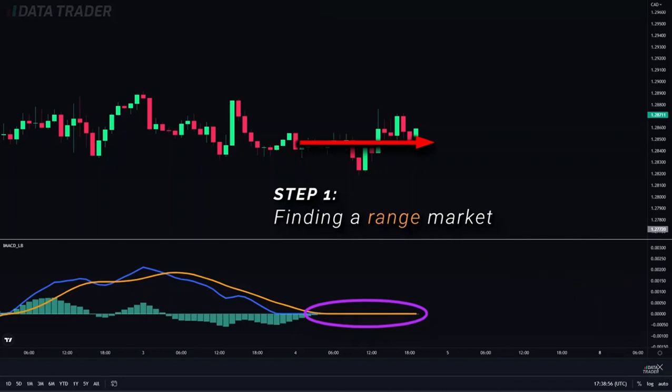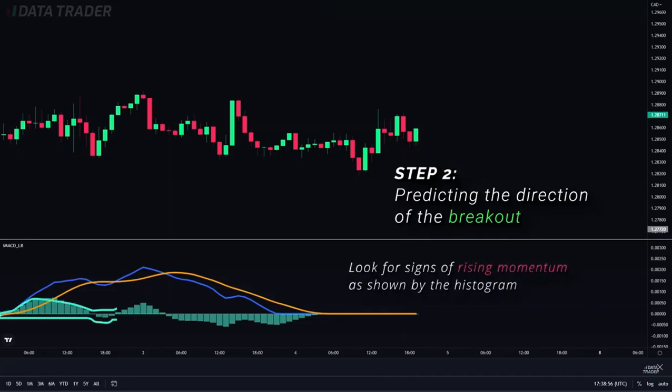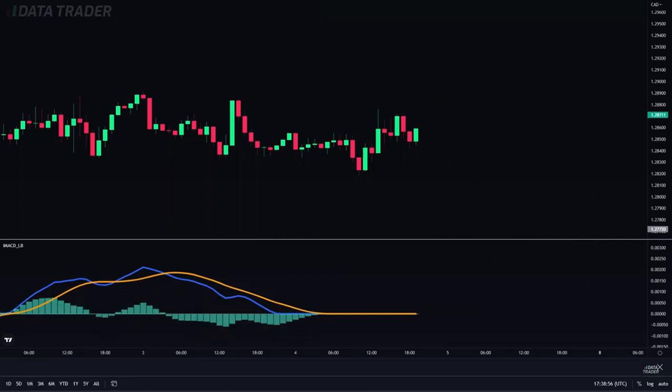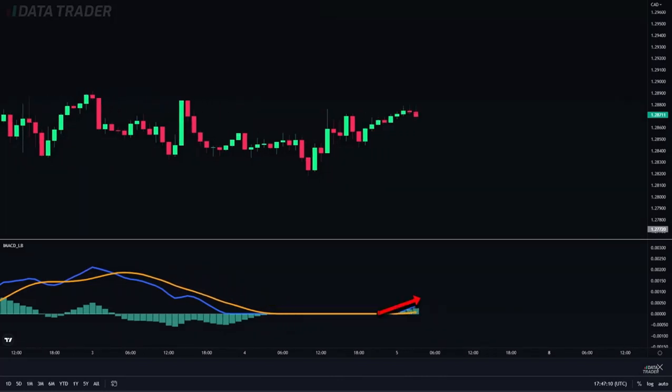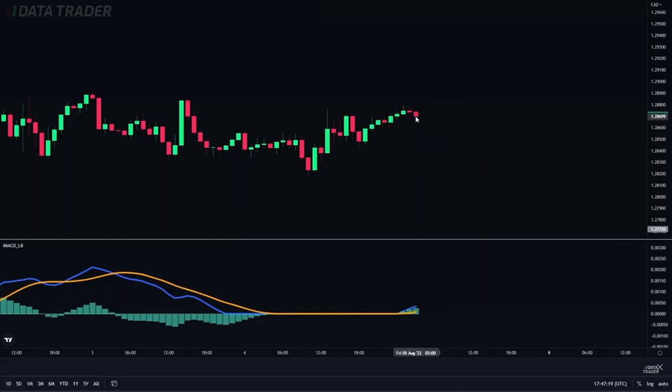Now, once you've identified the ranging market, the next step is predicting the direction of the breakout. Will it happen to the upside or the downside? The way you do this is by looking for signs of rising momentum as shown by the histogram, which are the bars that you can see in the middle. So let's look at an example of that. Here, we can see that the histogram is currently flat. And after that, it slowly starts rising towards the upside, as reflected by the price also going upwards, indicating that the overall momentum is bullish. Which means, based on this example, we can conclude that the breakout will likely happen towards the upside. And so this is a good opportunity to take a buy position.